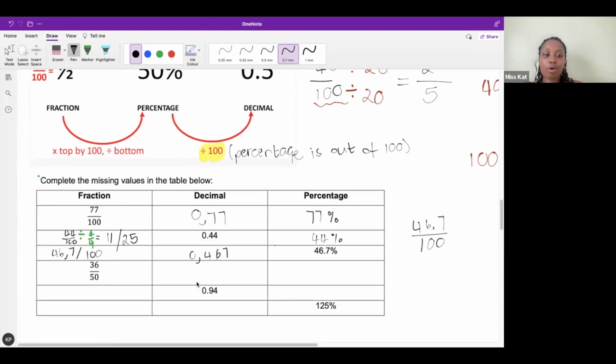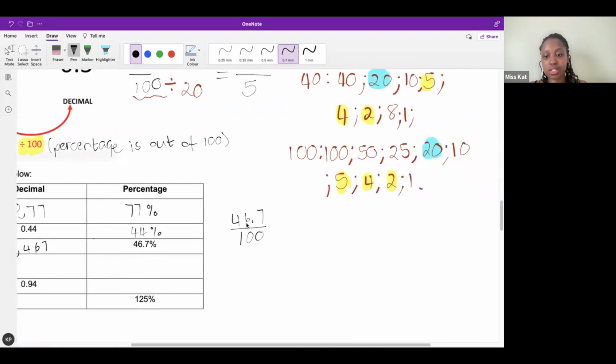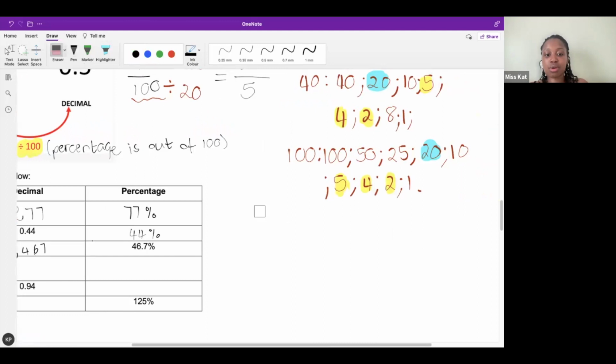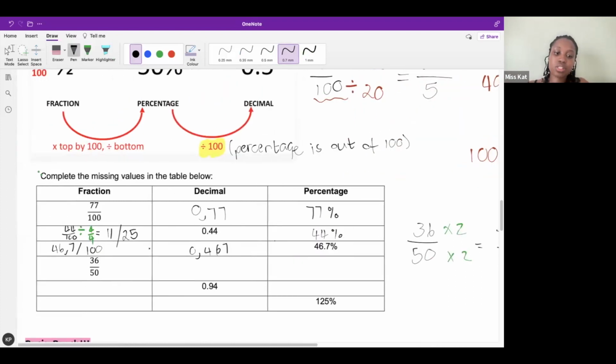Okay, the next one says 36 over 50. What problem do we have with this one? We want it to be over what? Over 100, but it's over 50 currently. So how do I make it over 100? Times by 2. Do you see why we needed to learn our equivalent fractions? Times 2, times 2. What's my new fraction? 72 over 100.